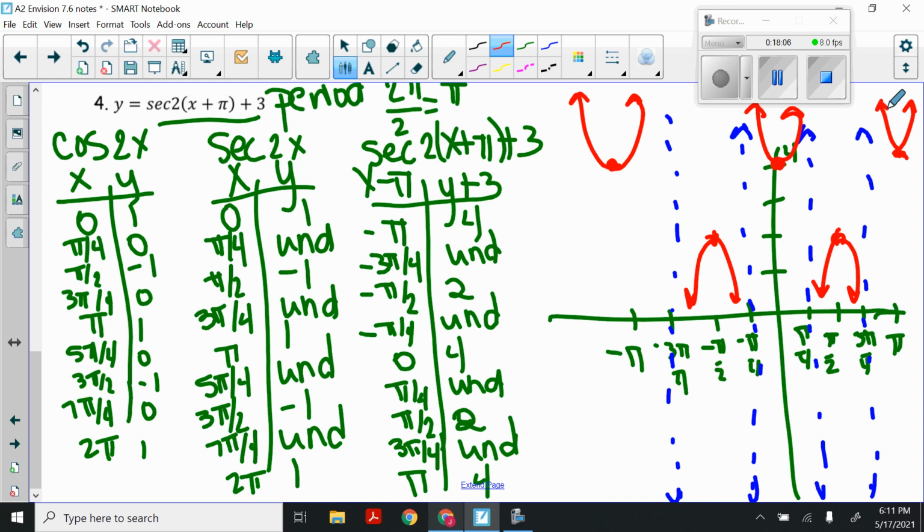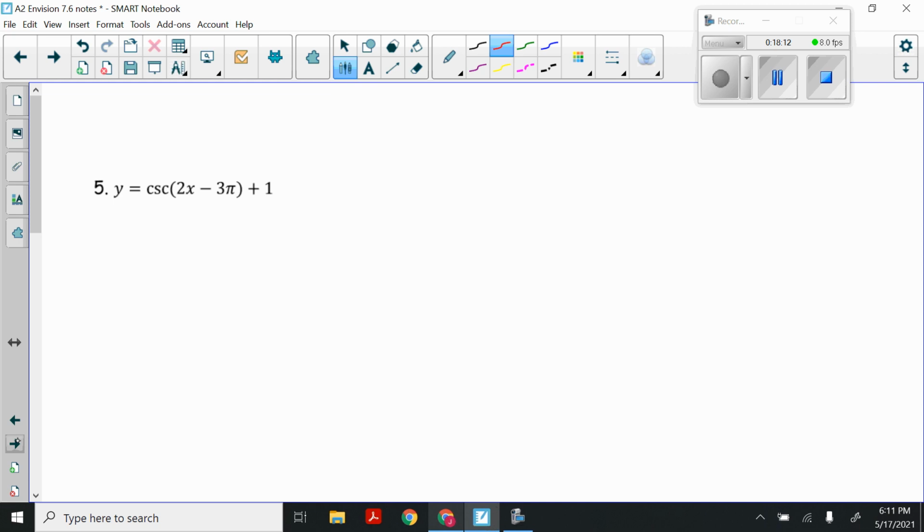So now we want to go to the next page. We look at number 5. Cosecant 2x minus 3 pi, all of that plus 1. Again, we're going to have a different period. So the period, 2 pi over 2 equals pi. So again, I know that the cosecant of its parent function is really the sine of 2x.